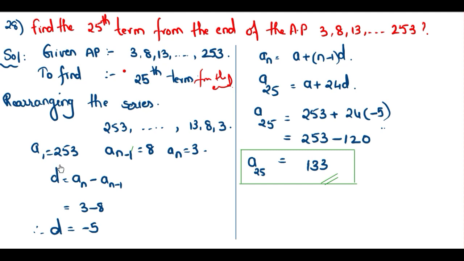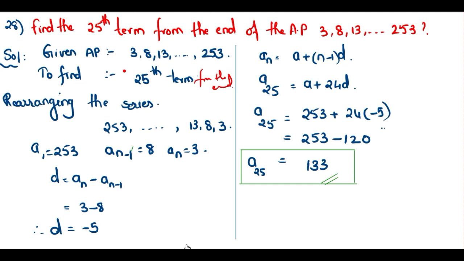Now A1 or first term will be 253 and this 3 is the nth term, that is last term. An is equals to 3, an minus 1 will be 8, an minus 2 will be 13, like that. Now we can find the D value, common difference, that is an minus 1, the last one minus the previous one. So 3 minus 8 will give us minus 5. Because we got the value of D, we have the value of A. Now we can find the 25th term.